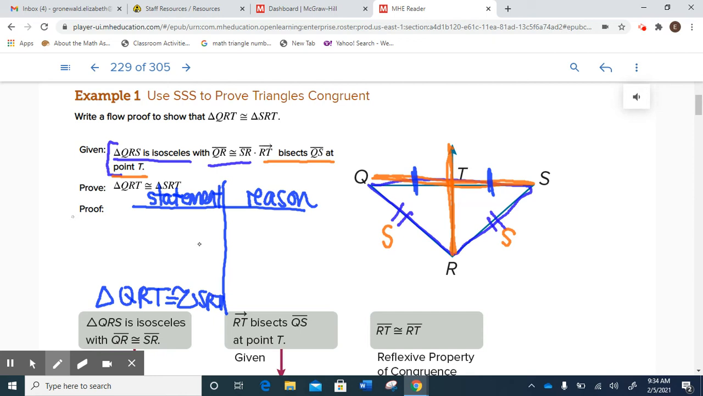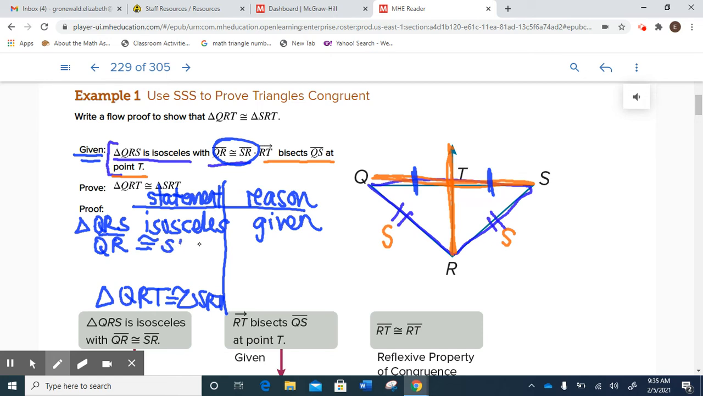So you always start off by listing out what it gives you. For example, the given part, triangle QRS is isosceles. And the reason why we know that is because it's given to us. The other part that's given to us is this part here in the middle. QR is congruent to SR. That is also a statement that's given to us.